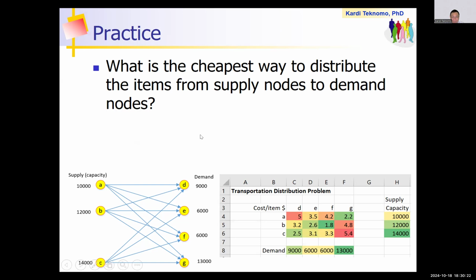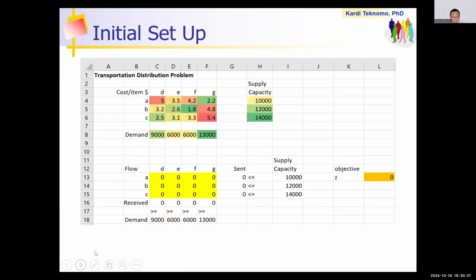The question is to find the cheapest way to distribute this item from A to D, from A to E, A to F, and G, and so on. So this is what you need to do. You type these values, the ones in color. And then this flow, initially you put 0. This is the one that we want.